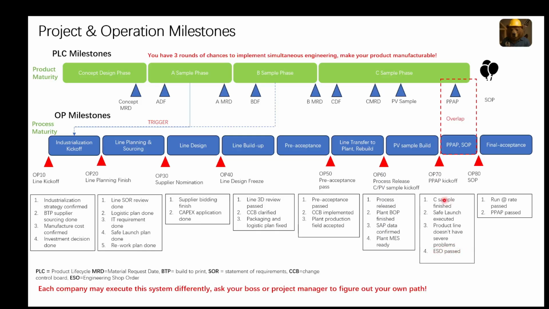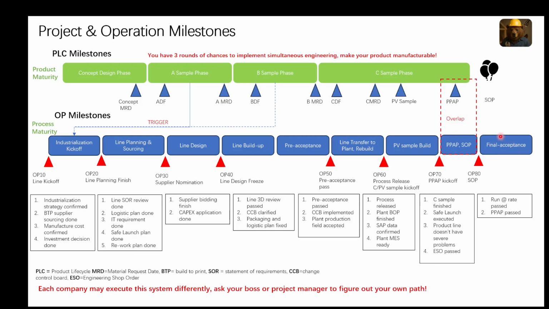Yeah, all these criteria meet, and your line can go to PPAP phase, and you can perform the PPAP. And after the PPAP, you can have official SOP celebration, and then the line keeps running for several months. Then you start the final acceptance phase.